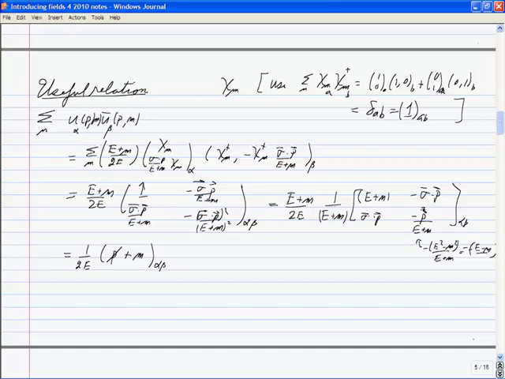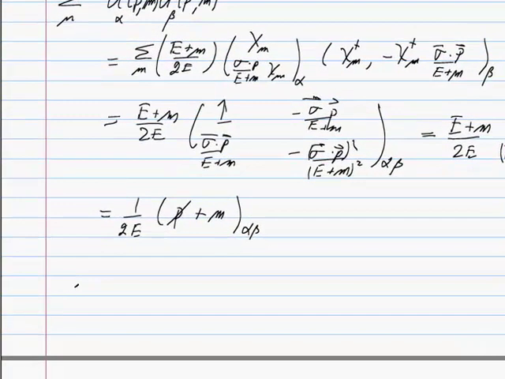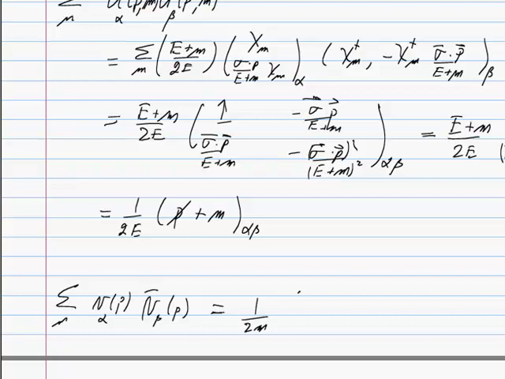All right, so all that work turns that initial sum into something that's pretty simple. Okay, likewise, sum over m of v of p alpha v bar beta of p is 1 over 2m, p slash minus m.